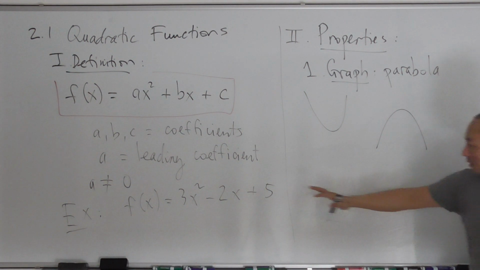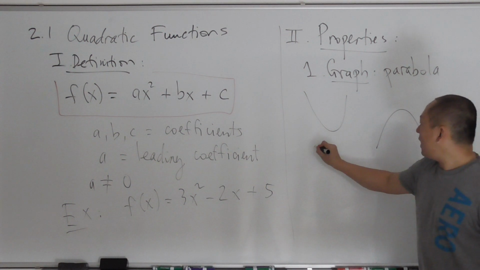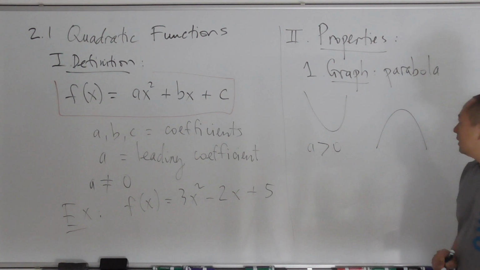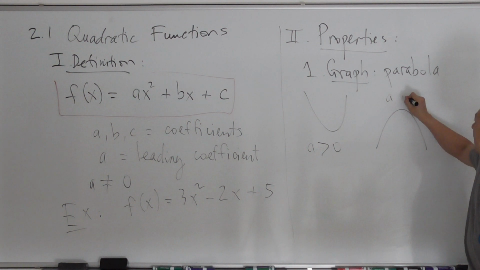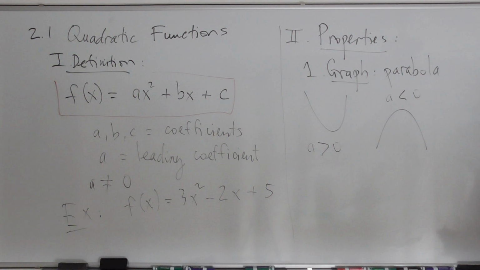Depends on the leading coefficient a. If a is a positive number, then the parabola is upward. If a is a negative number, then the parabola is downward.